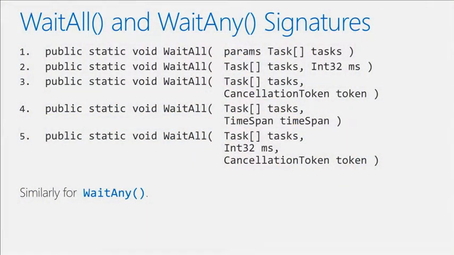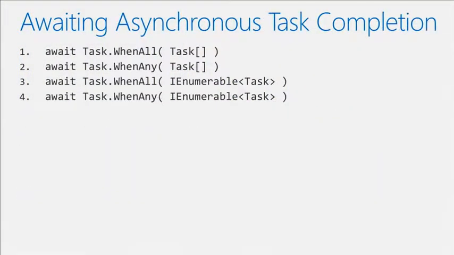And wait any has similar signatures as wait all. You can also, in your asynchronous code, await for tasks to complete, when all of your tasks complete or when any of your tasks complete. And that will sit there and wait for that to complete before running the continuation that comes after those awaits. So it's very flexible in that way. You can wait for tasks either in your calling routines or in your asynchronous routines.